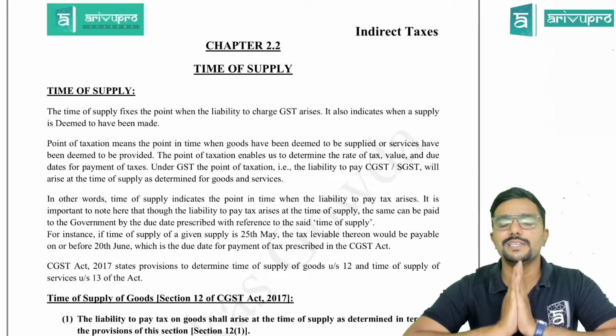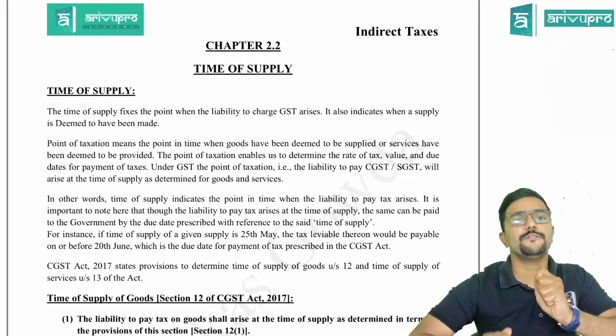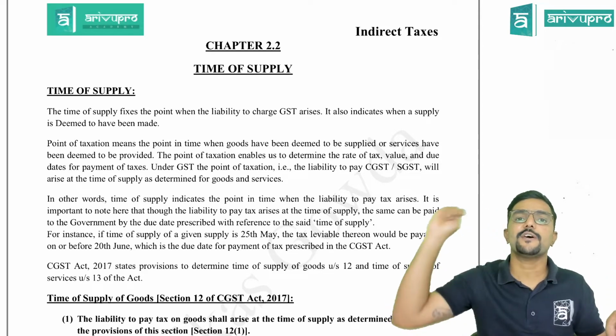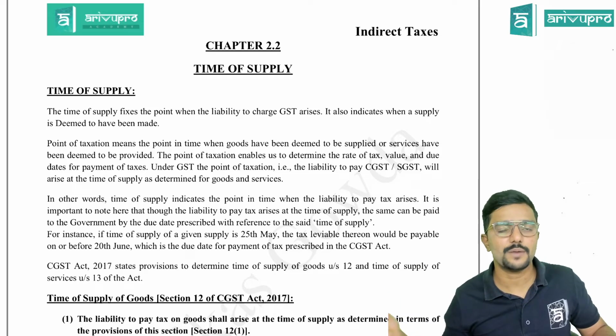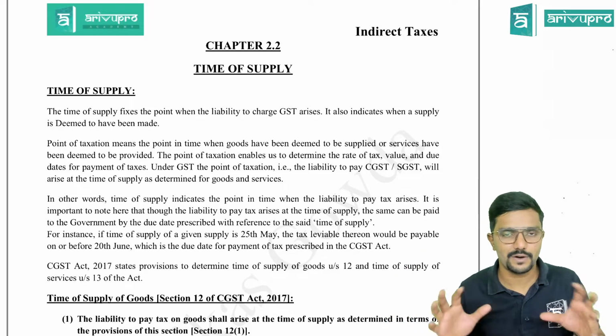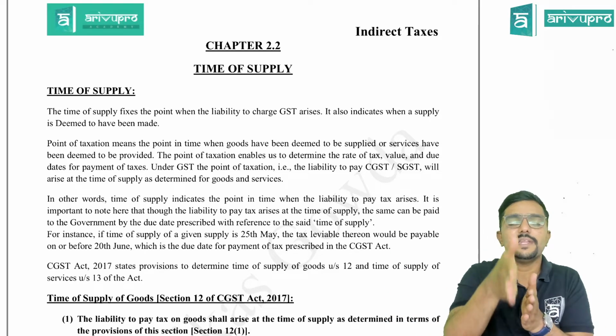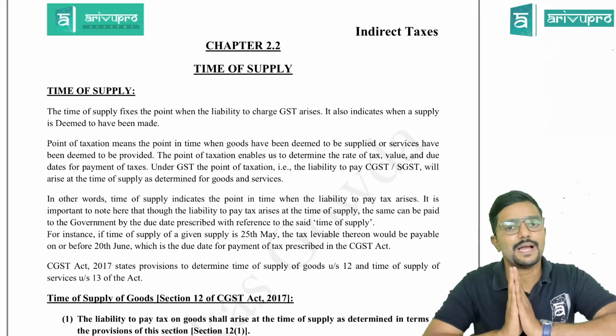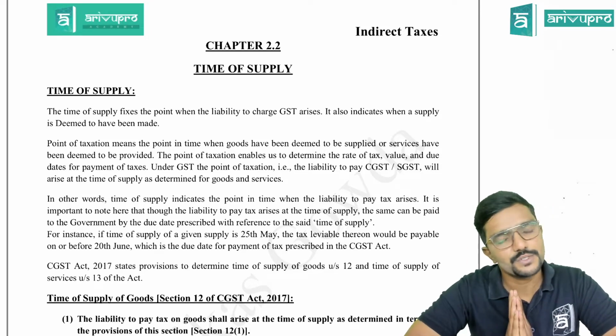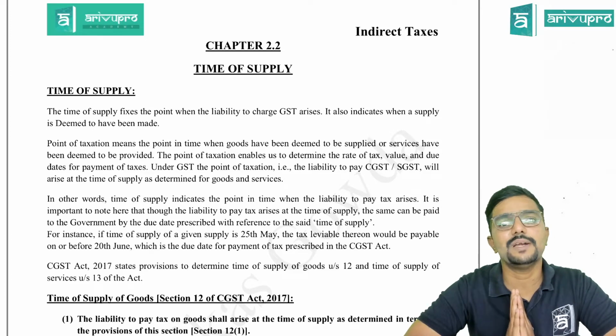Because there are high chances that the students may get confused between the time of supply and the due date of payment. The due date of payment we would be learning in our payment chapter or returns chapter, which we have not yet done. Why I am explaining it here itself is that I know a few of the students may get confused here. That is why I am giving clarity here itself, guys. So time of supply means when liability arises.